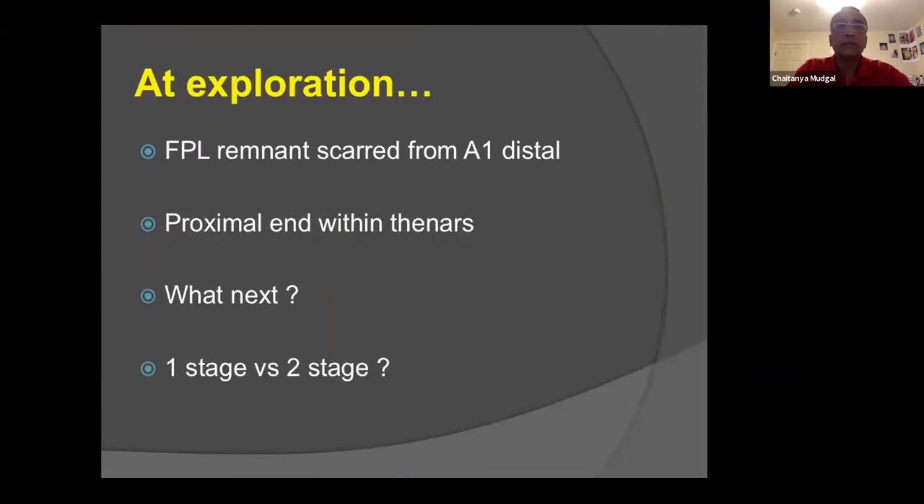So we found the FPL remnant scarred from the A1 pulley distally. The proximal end was within the thenar, like I mentioned. Now what do I do? Do I reconstruct it in a scarred bed? Do I do two stage? What are my choices here? Peter, what would you do?